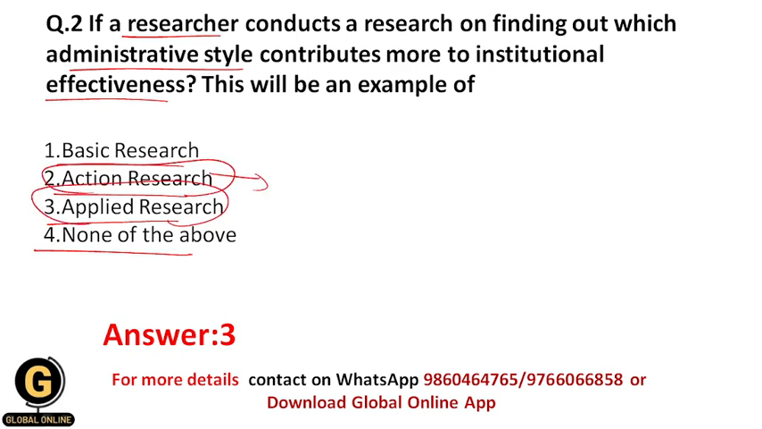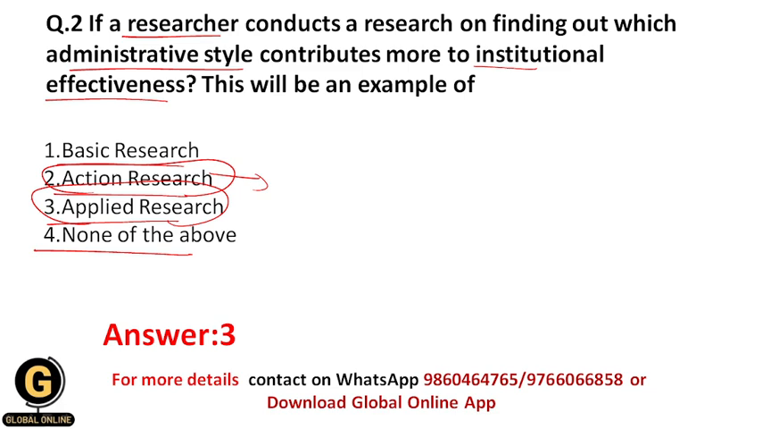Because students, as I have told you, action research is mostly applicable in the field of teaching and learning processes. But here we are not doing anything relevant to teaching and learning processes. Here we are going to find out which administrative style contributes more to institutional effectiveness. So basically we are going to find out about different administrative styles, and then subsequently check how much effect they have on institutional effectiveness.